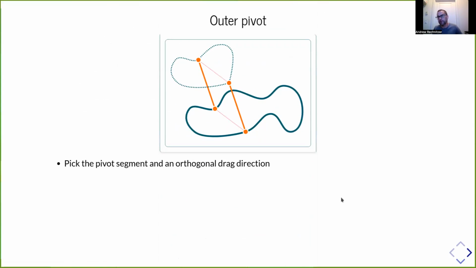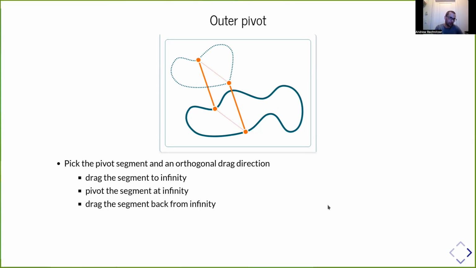The other sort of pivot that I thought about is what you might call an outer pivot, where you pick, again, a segment of your polygon and a direction tangential to that, and you drag that segment out to infinity and then do the pivot out at infinity and then drag it back into place. So just another way of thinking about ways of deforming the polygon in order to do pivots. Okay, so we drag the segment off to infinity, we pivot the segment, and then we drag it back.